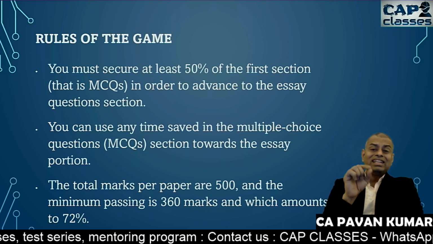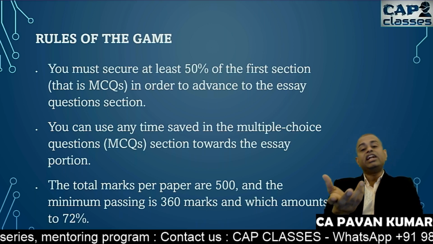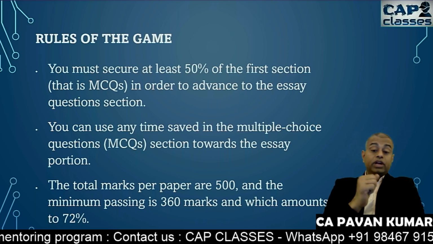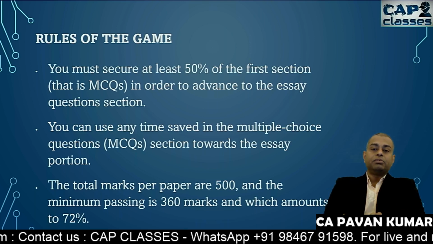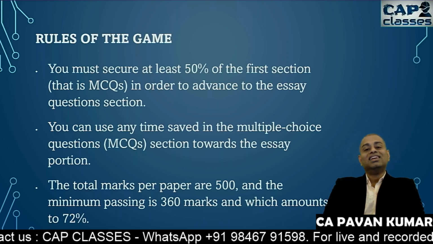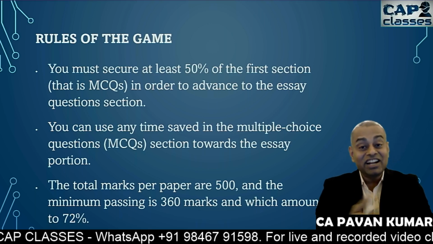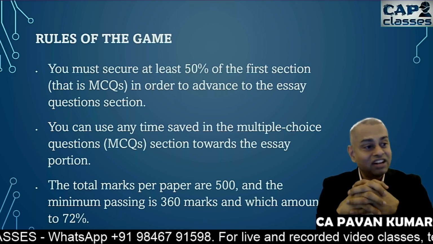360 marks. You need to get 360 marks, which is equal to 72%. Now students will say, Pavan sir, in some exams the cutoff mark is 40%, 50%. This is where we are not passing. If the pass percentage is 72%, for CPA it is 75%. Will we be able to do that?